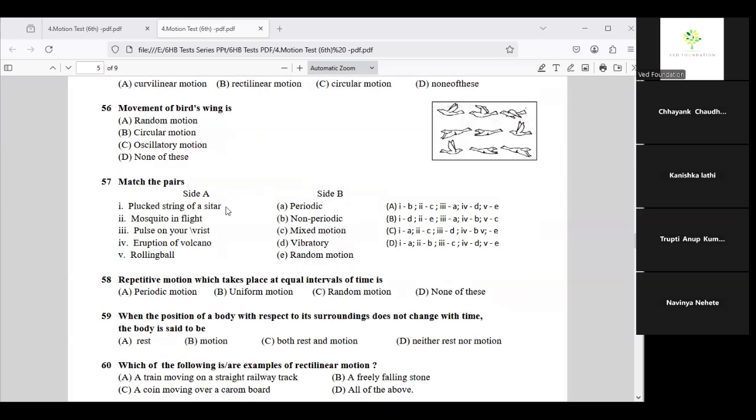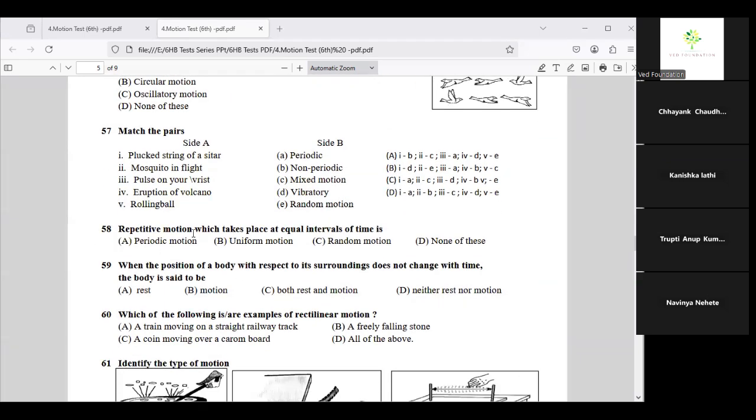Next 57, match the pairs. Plucked string of sitar, vibratory motion, 1D. In the B option there is a match of 1 with D. So B option is correct. Let us check the next also. 2E, mosquito in flight, random motion, correct. 3A, pulse on your wrist, periodic motion. 4B, eruption of volcano, non-periodic motion. And 5C, rolling ball, mixed motion. Compound motion, linear and rotatory. So correct answer is option B.